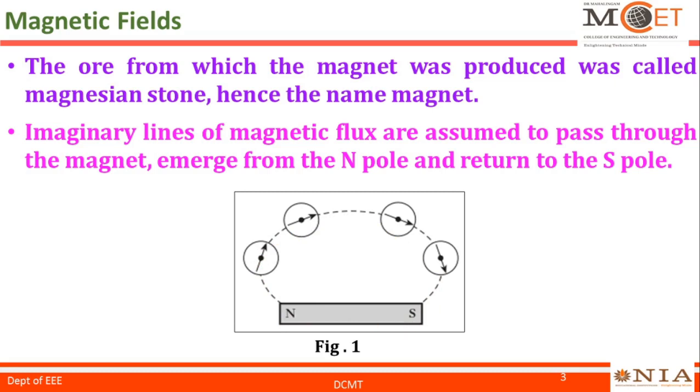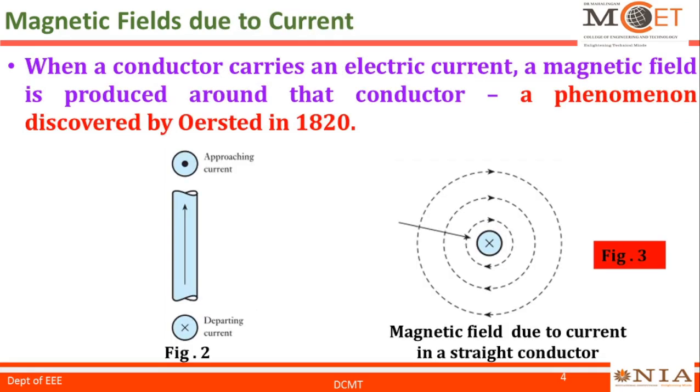Magnetic flux lines are also called magnetic field lines. Some of the properties of magnetic flux lines are: flux lines always form a closed path, and these lines never intersect each other. Lines of flux which are parallel and in the same direction repel each other.